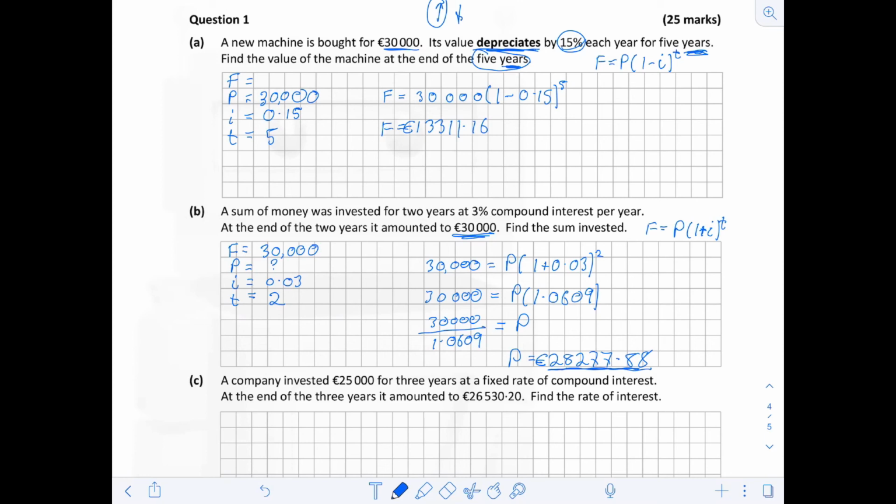And we could do a really quick test. We could multiply that by 1.03 and multiply it by 1.03 again, and we get 30,000. Yeah, okay.